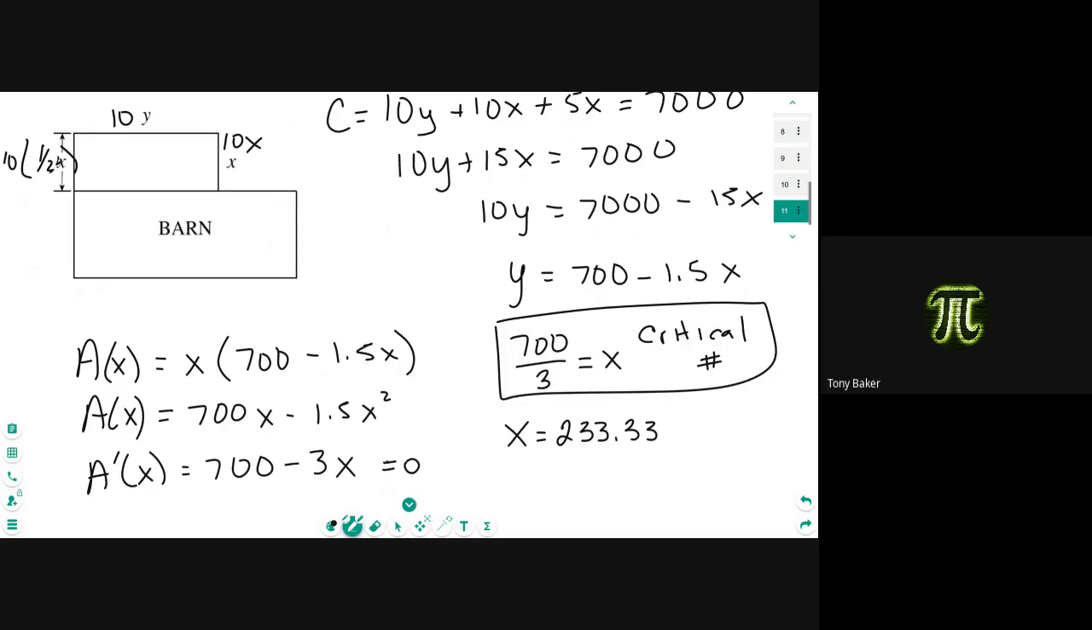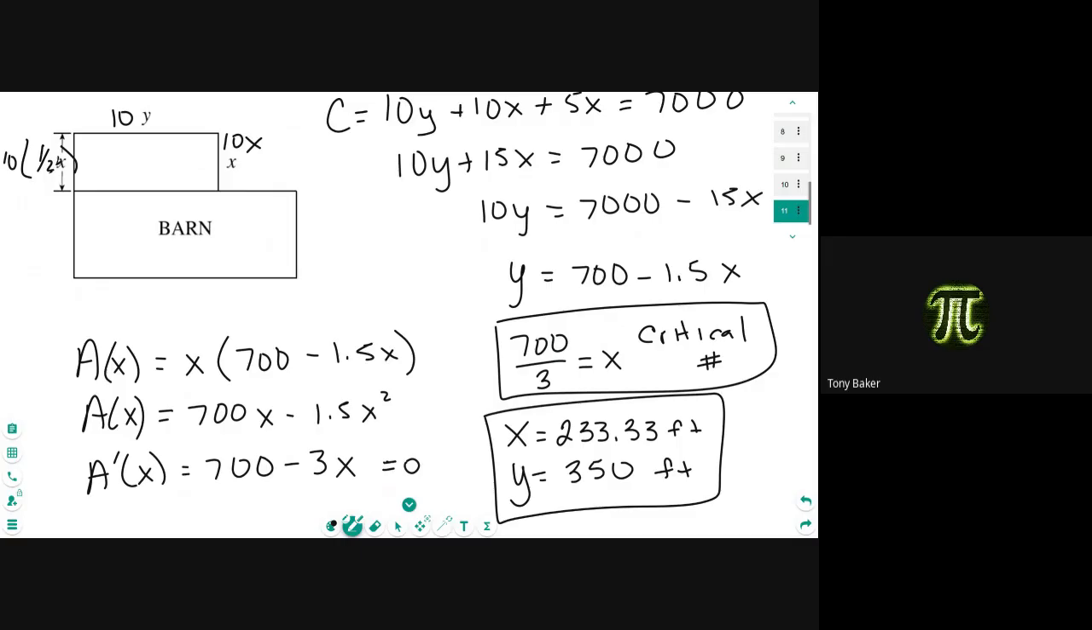I still need to find y, because that's the x dimension, but I still need to find my y dimension. So y will equal 700 minus 1.5x. So the y is 350 feet. And those are my answers.